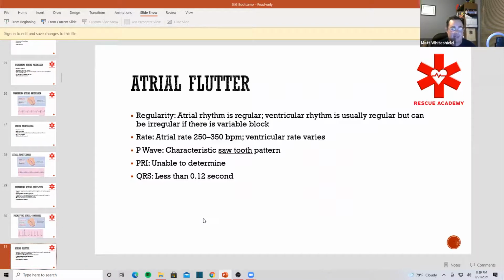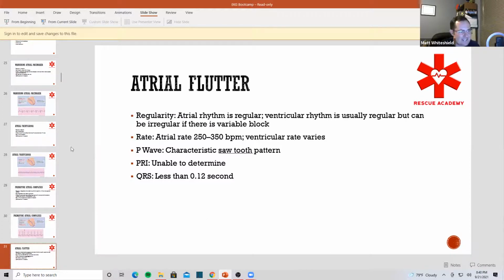Atrial rhythm is regular, and the ventricular rhythm is also regular. Okay. Now, let's take a look. You're going to look at this rhythm and say, hey man, it doesn't even look that fast. The problem here is that the atrium is fluttering. All right. The atrium is firing off at an extremely fast rate, but it stays regular. It stays consistent at that rate.